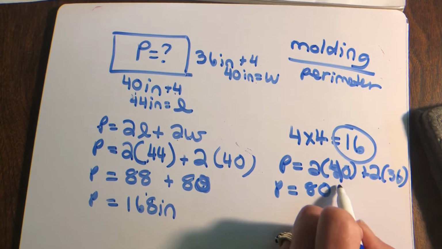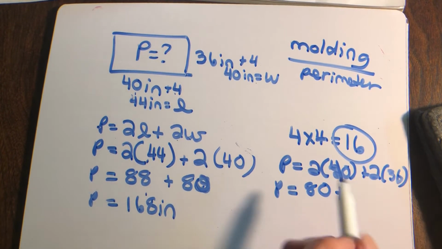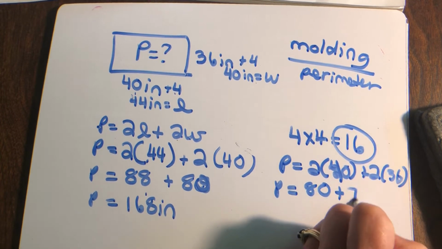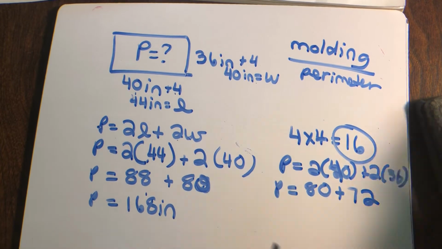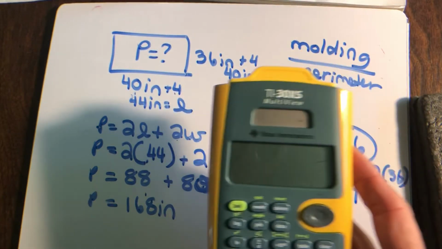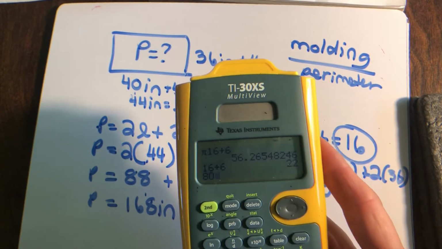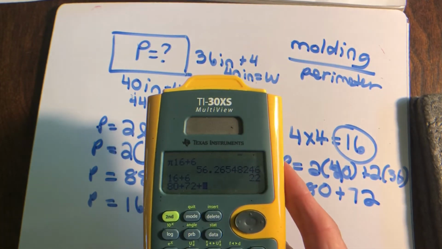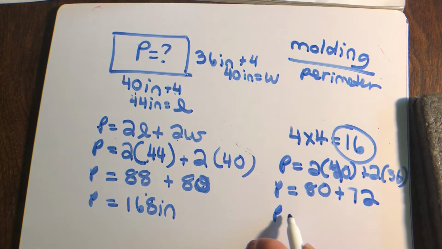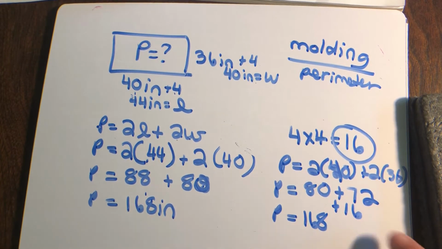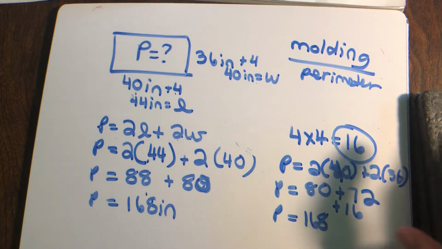So you would get that answer. So you get 80 plus, what would that be, 72. And then you'd add those and add your 16 in there. And let's see if that gives us our same answer. 80 plus 72 plus 16. And we get 168. Because I had to add that 16 for the 4 extra windows. Okay.